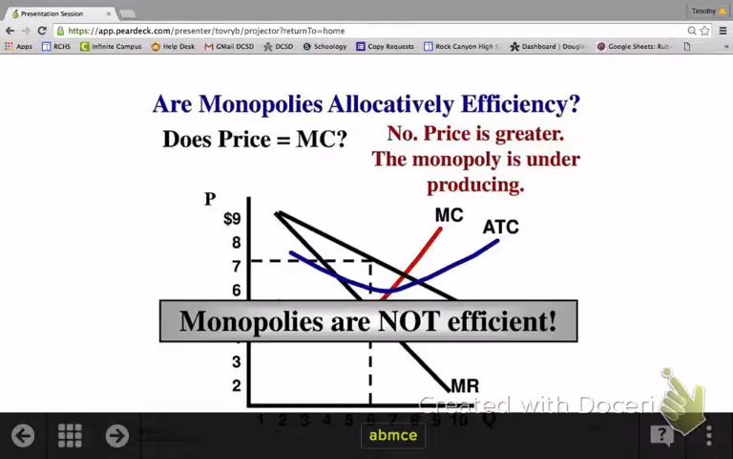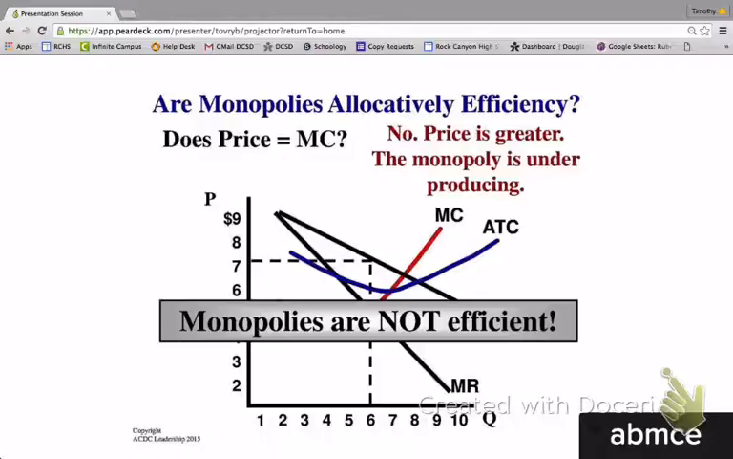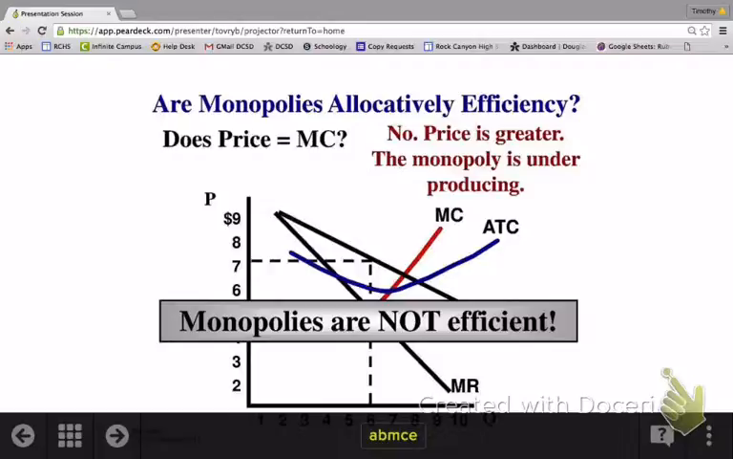Are monopolies allocatively efficient? Well, you have to ask, does price equal marginal cost? No. It did under perfect competition, but under monopoly, price is greater than marginal cost. So the monopoly is underproducing. Monopolies are not efficient, productively nor allocatively.